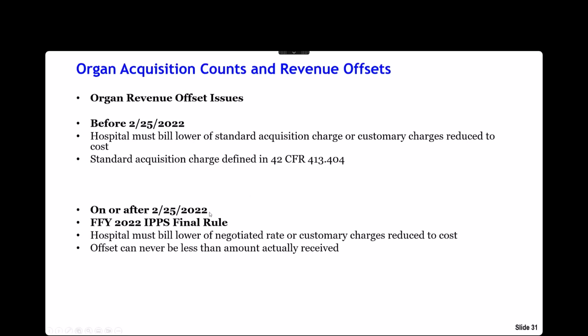On or after 2/25/22, it changed just slightly. They now must bill the lower of the negotiated rate or the customary charges. So it's not that standard acquisition charge anymore. It's a negotiated rate. But there's a general rule that applies to both of these. Whatever you offset can't be less than the amount actually received. For example, if you billed some amount and for some reason the OPO paid a higher amount, that amount received has to be fully offset.